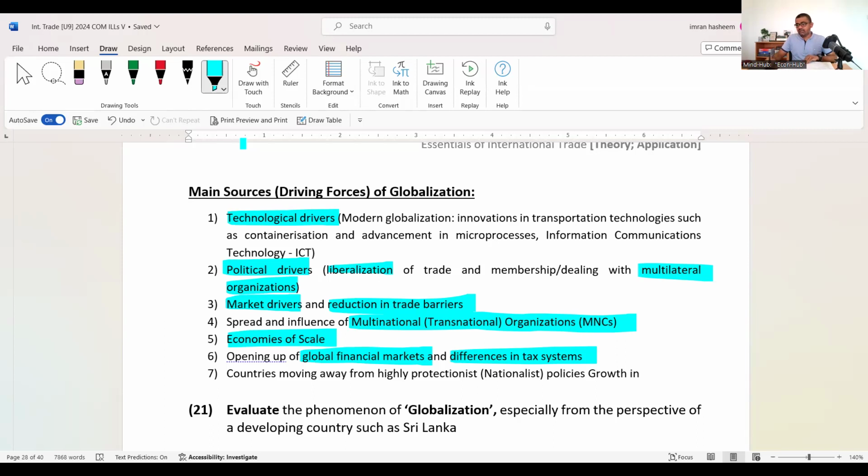That countries are moving away from highly protectionist nationalist policies. That's a misprint or a typo. So moving away from nationalist or protectionist policies. Nationalist is when you look always within the country.